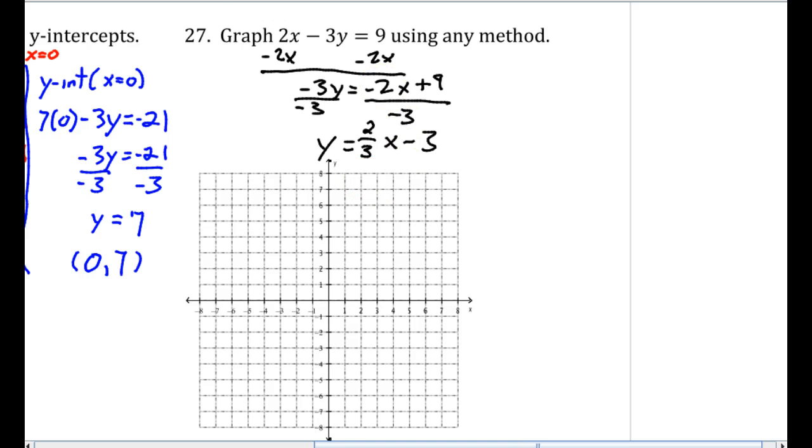So let's start at negative 3 down here, and we're going to go up 2, right 3. Up 2, right 3. Do that a couple times. We can also go down 2 and left 3. Notice how it's on the same line. And go ahead and graph.